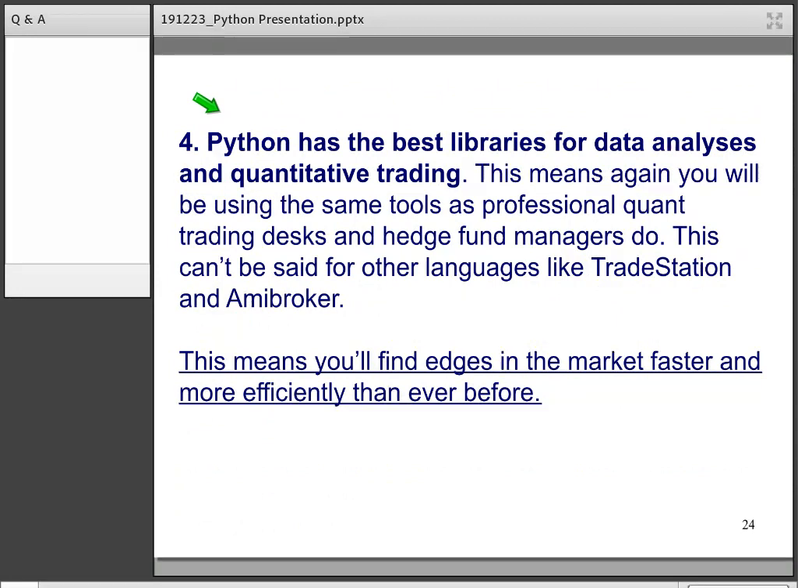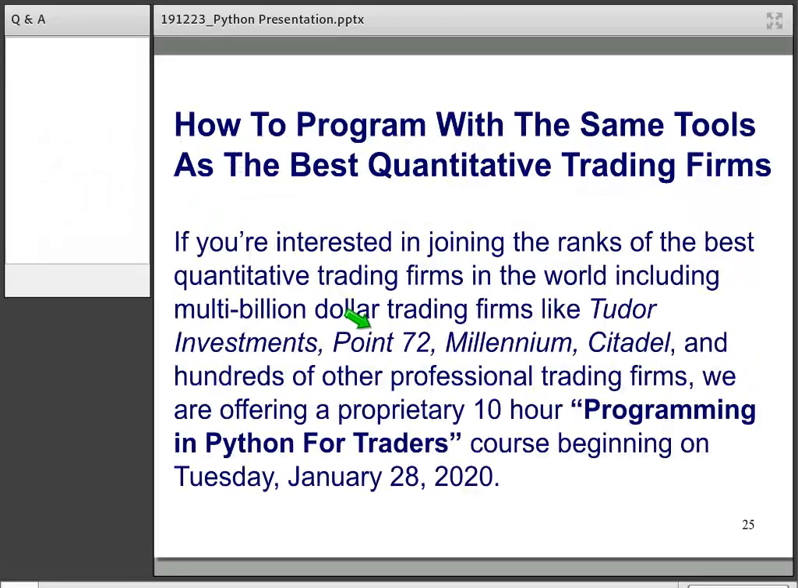Number four, Python has the best libraries for data analysis and quantitative trading. What this means, again, is that you're going to be using the same tools as the professional quant trading desks and hedge funds do. And this can't be said for other languages like TradeStation and AmiBroker. And this means you'll find edges in the market faster and more efficiently than ever before.